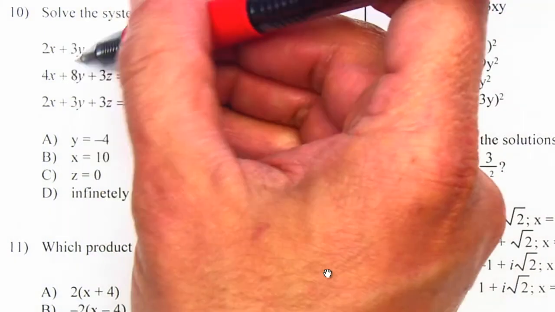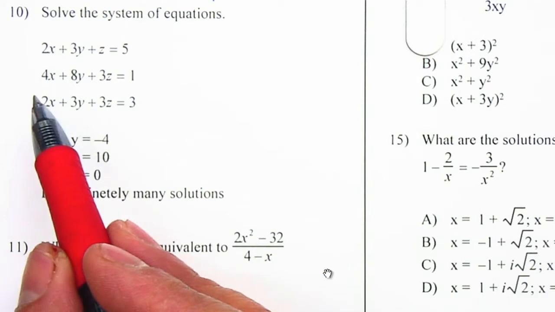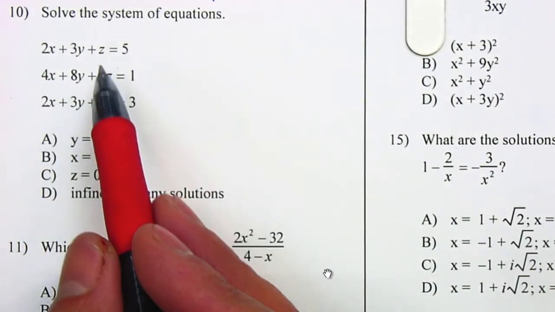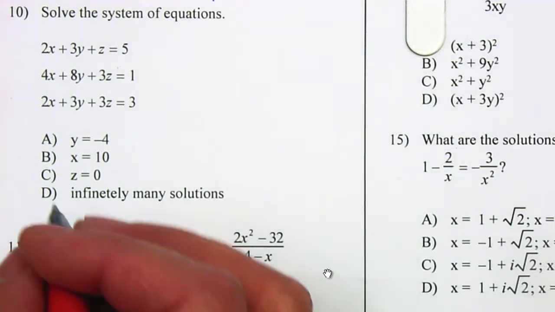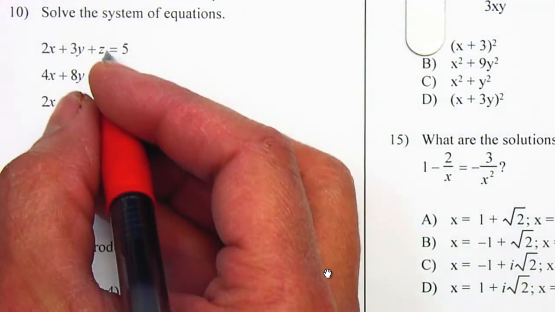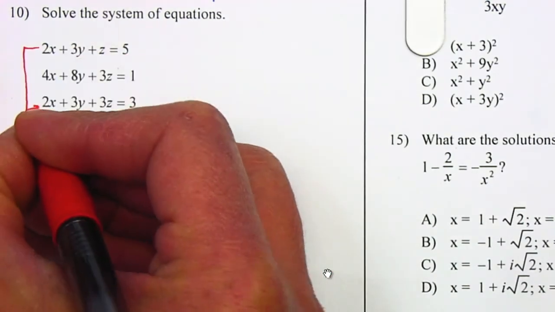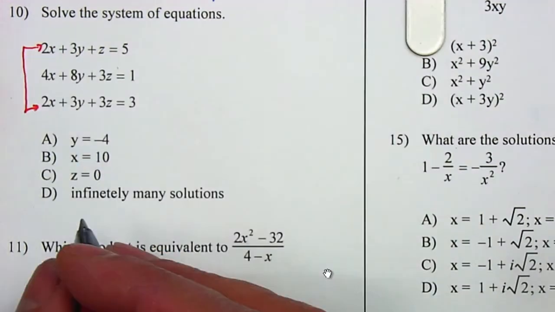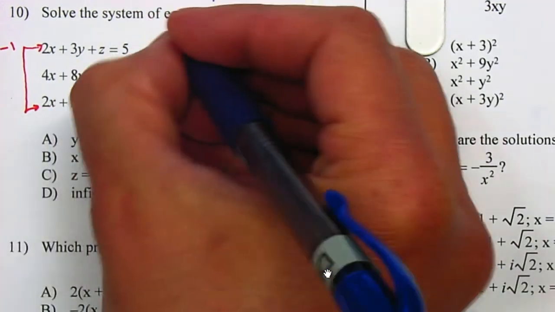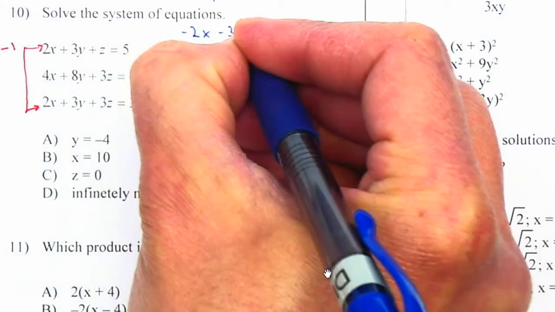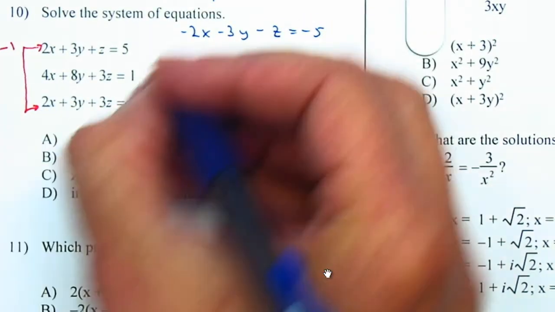We want to cancel the x's, the y's, or the z's. In this case, the x's look easy to cancel, or the z's. So let's cancel the x's. If you cancel the z's, you should get exactly the same answer. But for now, let me cancel the x's. I'm going to grab the first and the last equation. I want them to cancel, so I'm going to multiply the first one by -1. That'll give me -2x minus 3y minus z is equal to -5. The bottom one stays the same.